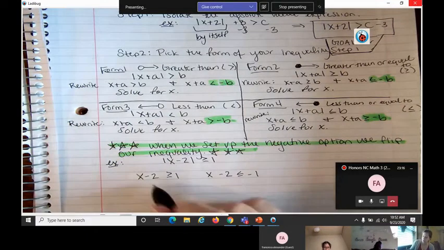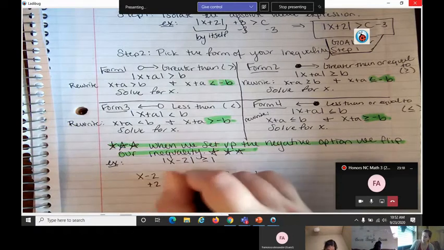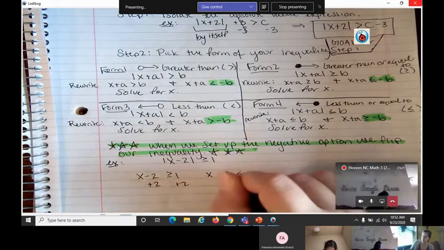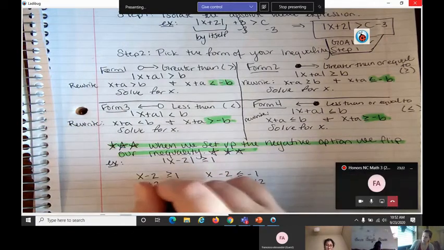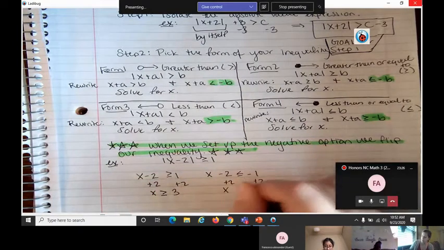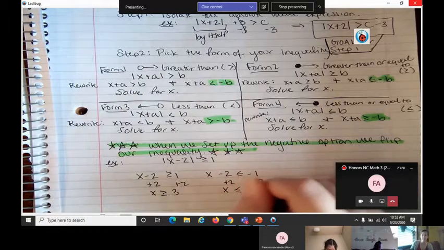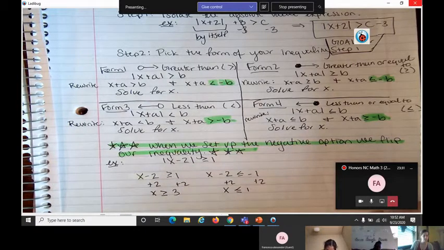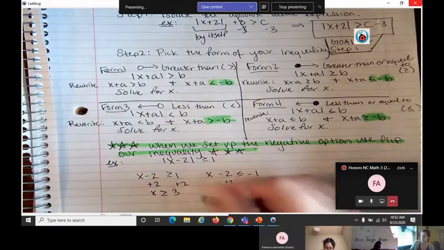Okay, so add 2. So we get that x is greater than or equal to 3, and that x is less than or equal to 1. Okay, so these are our 2 options. Either of those could work.